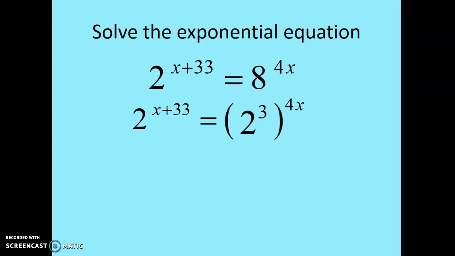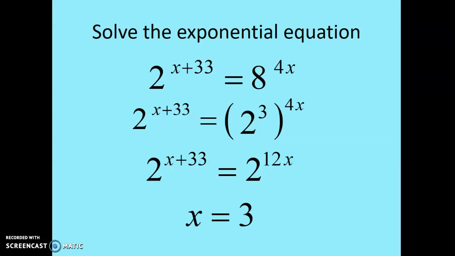All right, again, using the laws of exponents, we have to multiply 3 times 4x together to get 12x. Now that the bases are the same, we can get rid of the 2s, set x plus 3 equal to 12x, and solve for x. You'll find out that x will equal 3.